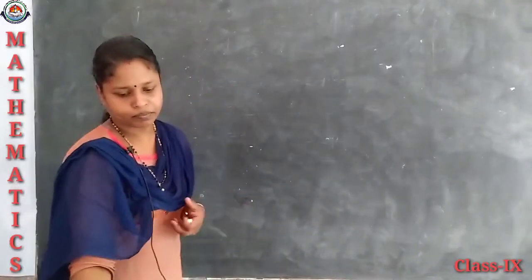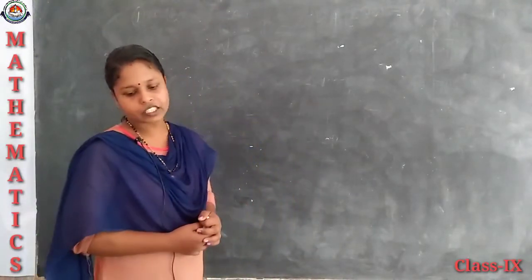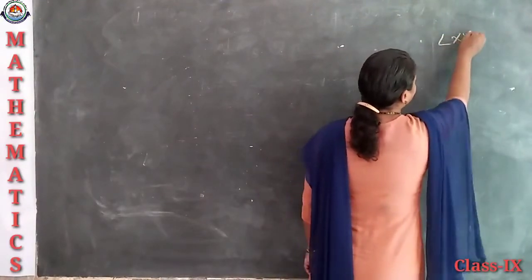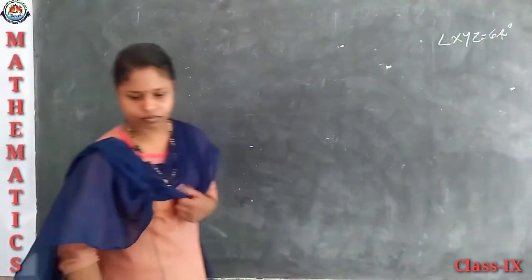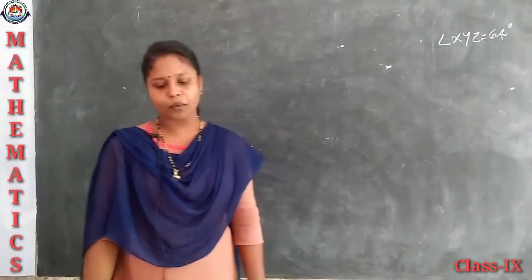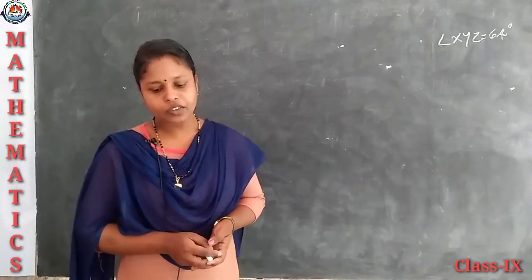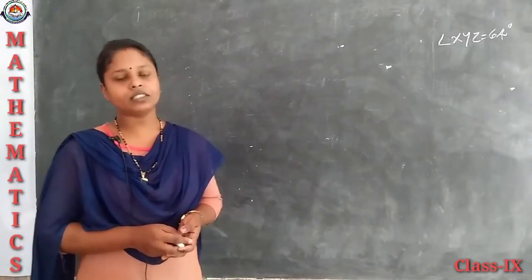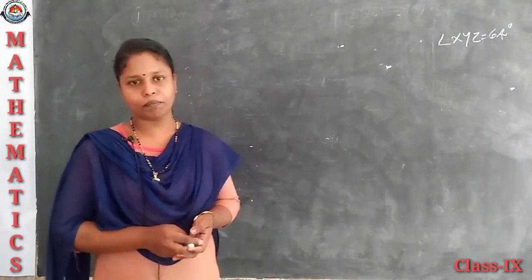Then next problem. It is given that angle XYZ is equal to 64 degrees, and XY is produced to a point P. Draw a figure from the given information. If ray YQ bisects angle ZYP, find angle XYQ and reflex angle QYP.